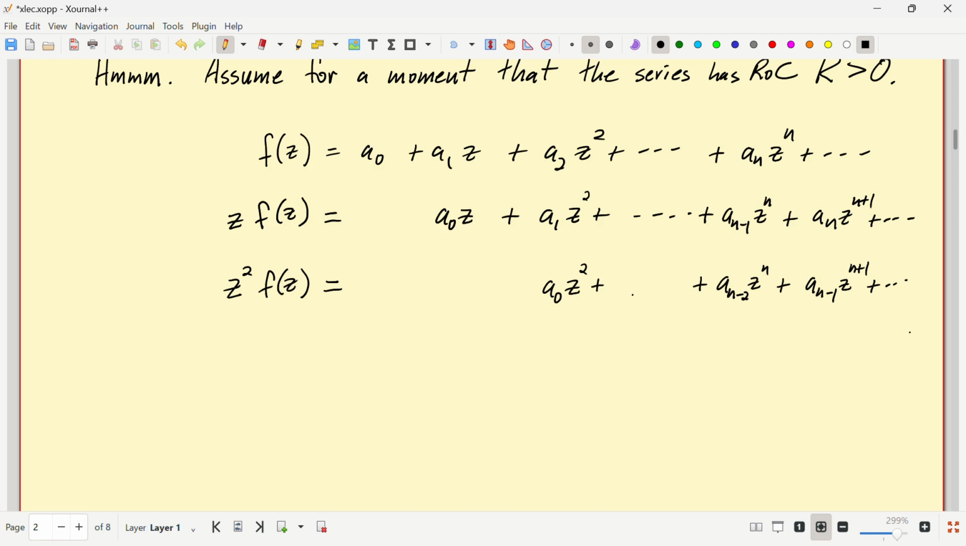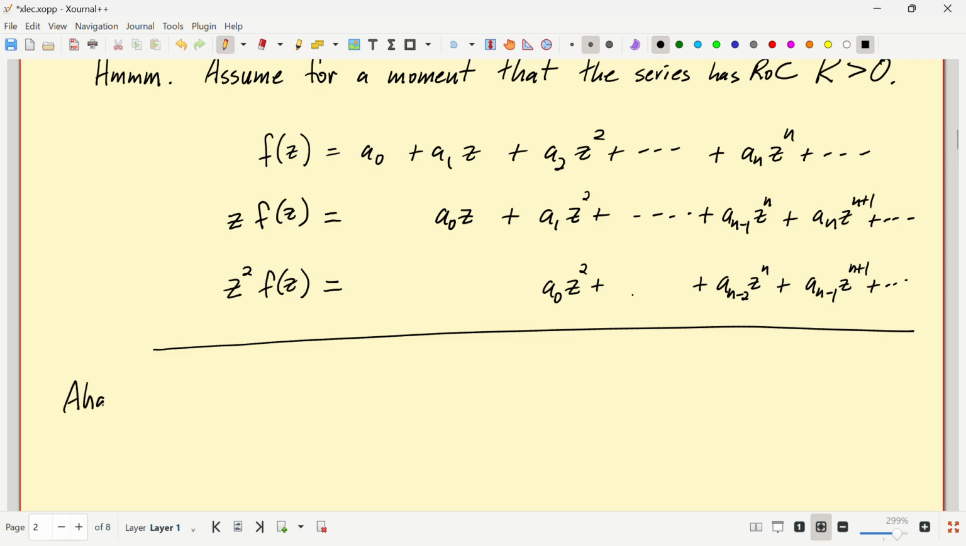And I have a recurrence formula. a_n is equal to a_(n-1) plus a_(n-2). So the aha here is, I'm looking at this column right here.